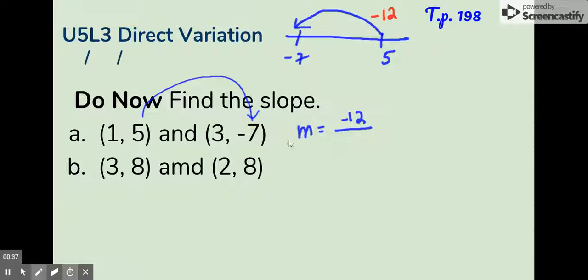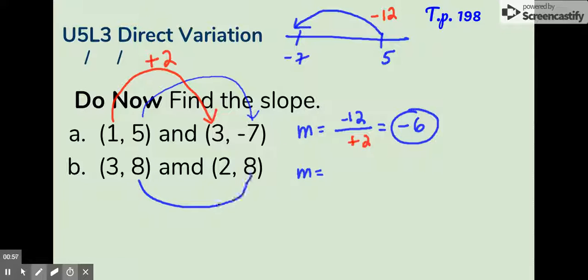So the slope is -12 over, what's the change in x? 1 to 3, it's increased by 2. Increased by 2. So if you simplify it, it's going to be -6. This is the answer.